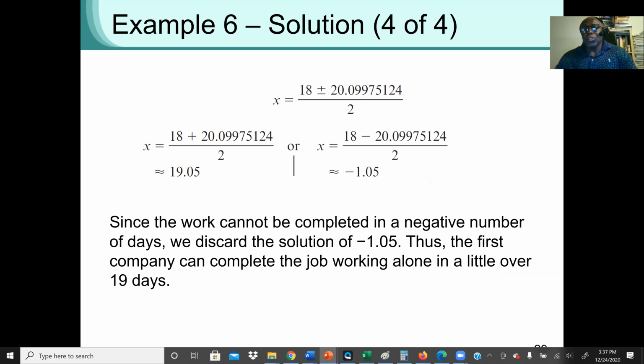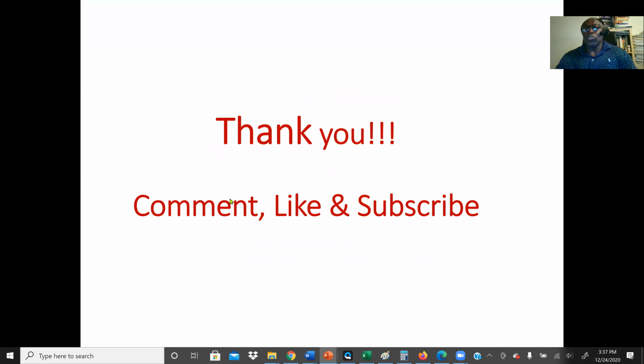Now, this is about work. Since the work cannot be completed in a negative number of days, we discard the solution of negative 1.05. So technically it takes 19 days, or let's say roughly 20 days, for the first company to do the work alone. This is the conclusion of our topic here.